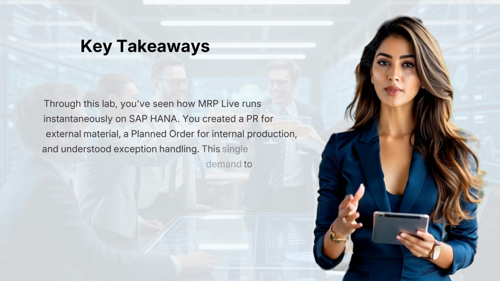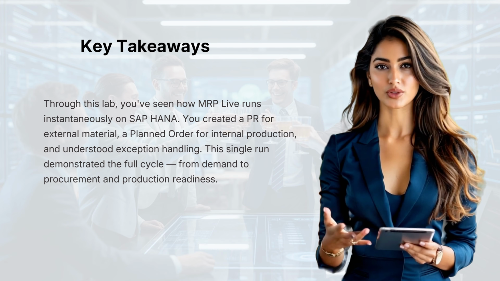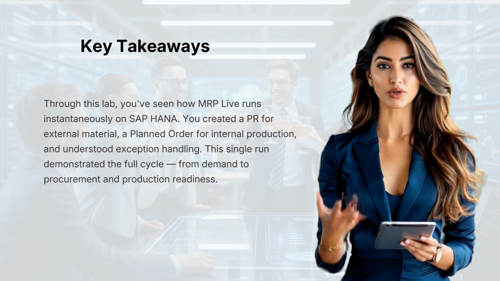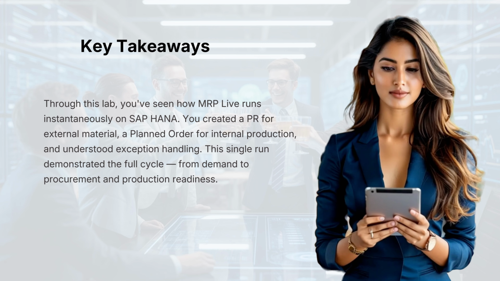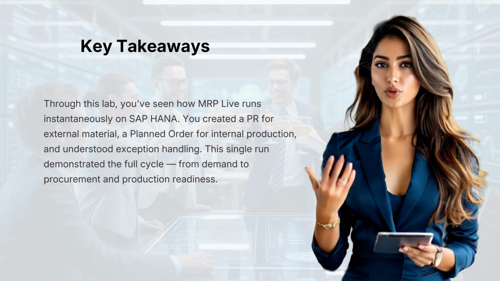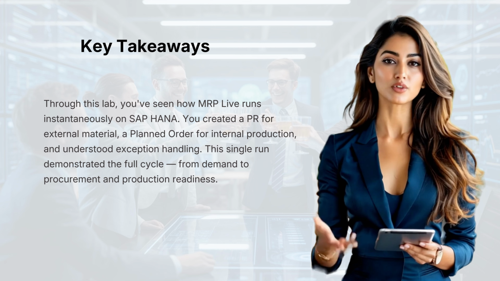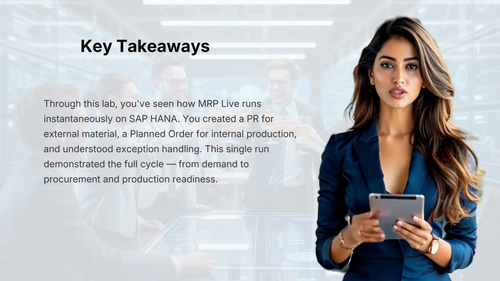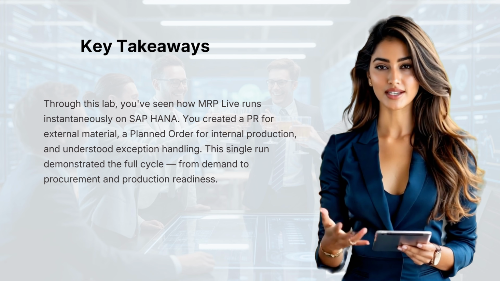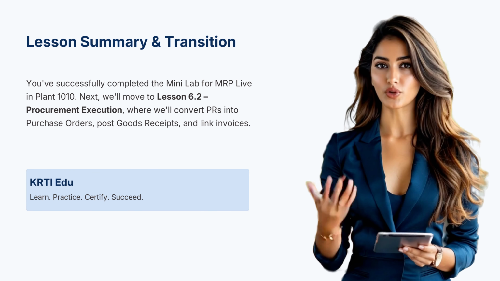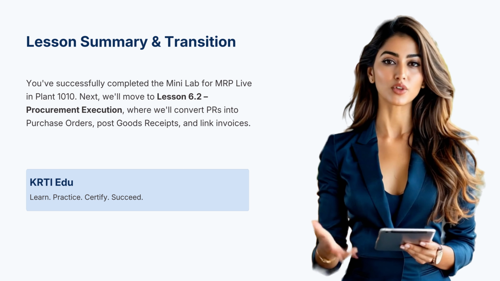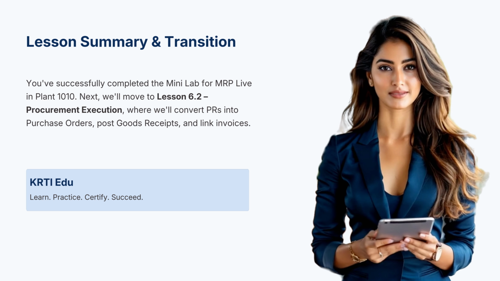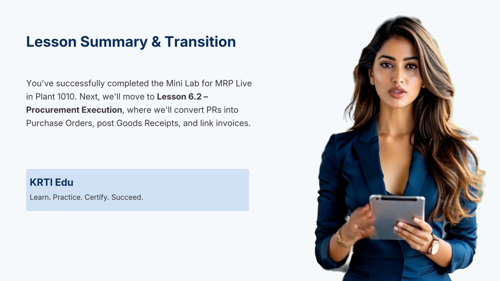Through this lab, you've executed a full MRP live run and analyzed real planning outcomes. You created a PR for purchased material, a planned order for in-house production, and reviewed exceptions in detail. This exercise showed how MRP transforms demand into action, ensuring production and procurement alignment. Congratulations, you've completed the MRP Live Mini Lab for Plant 1010. You now understand the end-to-end process, from setup to result interpretation.